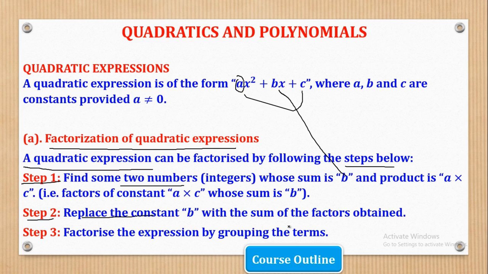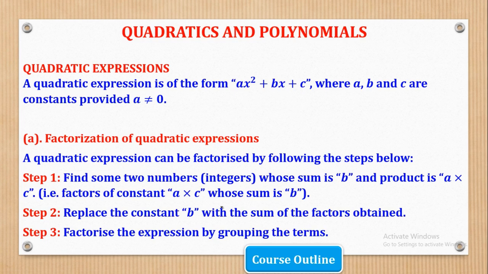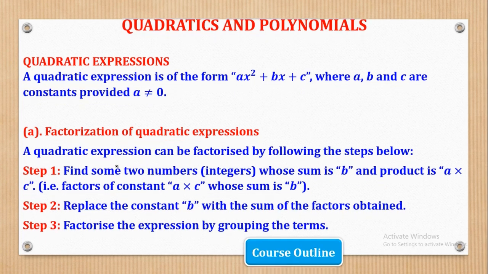When you find those 2 factors, the second step is to replace the constant b with the sum of the factors obtained. So replace this b with the sum of the factors obtained. We shall see how that is done. And lastly, factorize the expression by grouping the terms. I believe you know what grouping terms means, but we shall see how it is done in the example.